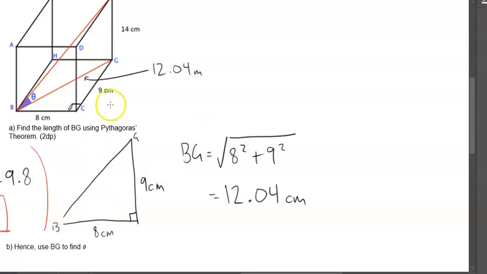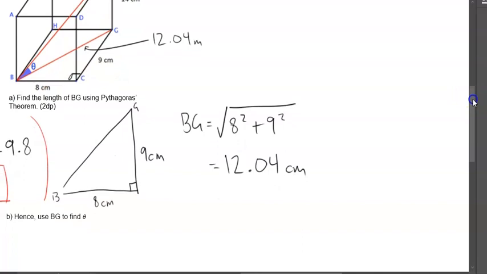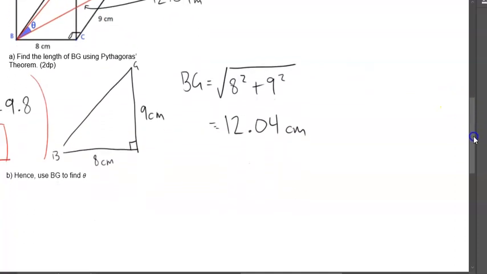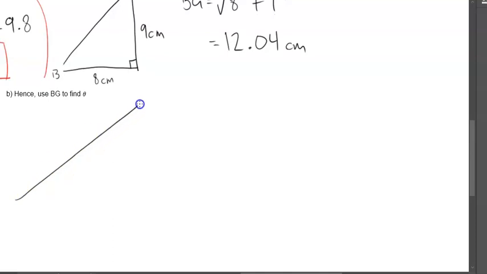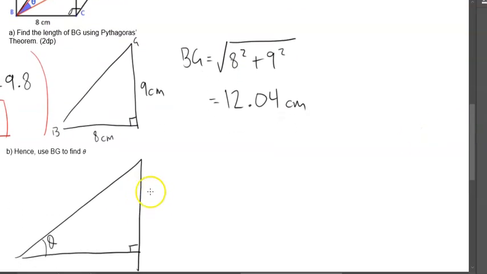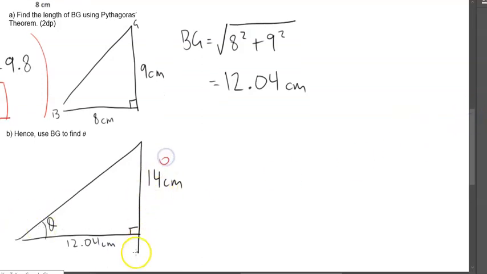Okay. And now with this line, we're going to use BG to find this angle here, theta. So if I were to extract that triangle out, with theta being this angle here, we have to use an inverse trigonometric identity because we're looking for an angle. We've got the height, which is 14 centimeters. And that bottom length is the diagonal that goes across from corner to corner of the cuboid. We worked out what that is, 12.04. In relation to this angle, we have been given the opposite and the adjacent.